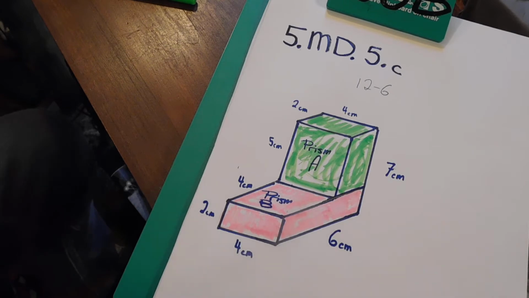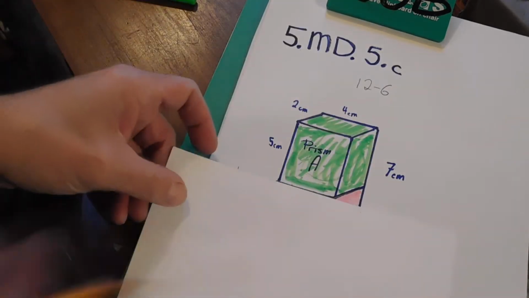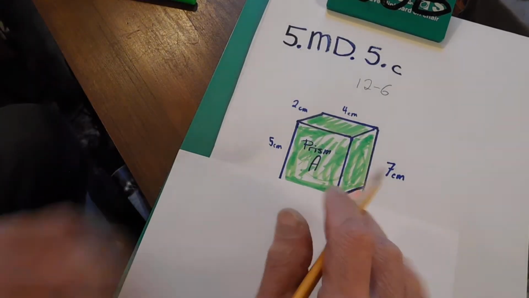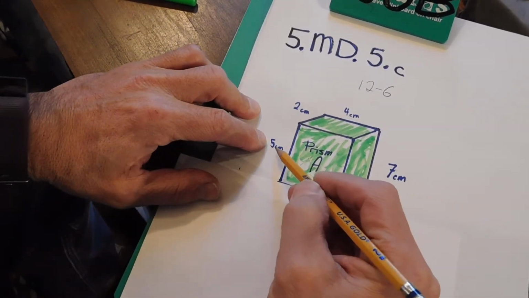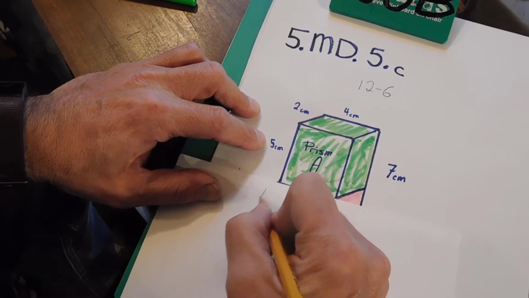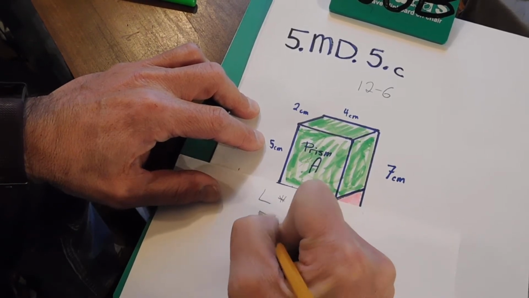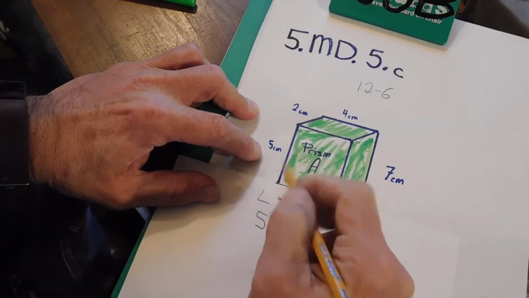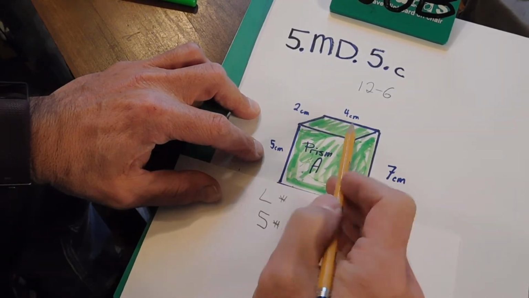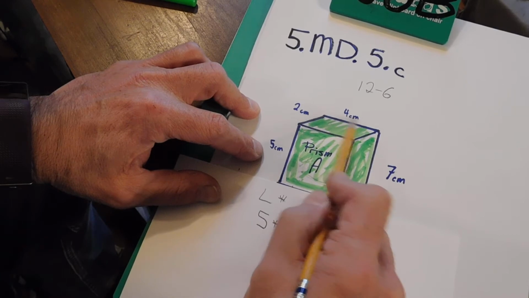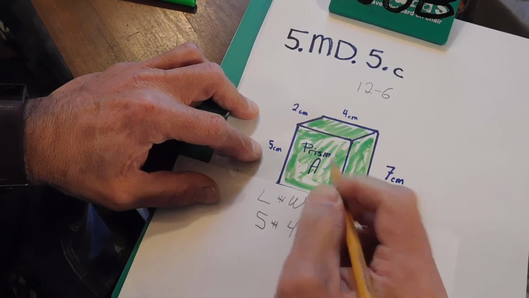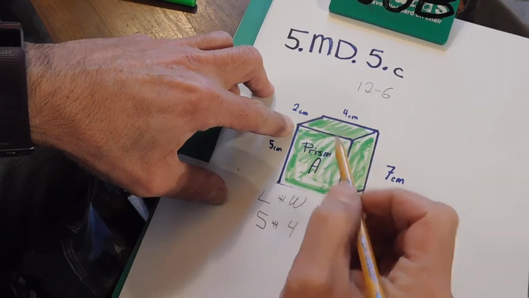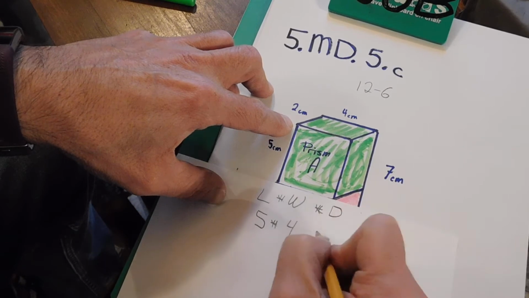All right, so we're going to talk about the dimensions of the green section first. The longest dimension is 5 units. I'm going to call that the length. Up here, the width, we're going to call that 4. And then the depth, the front to back dimension, I call it the depth.